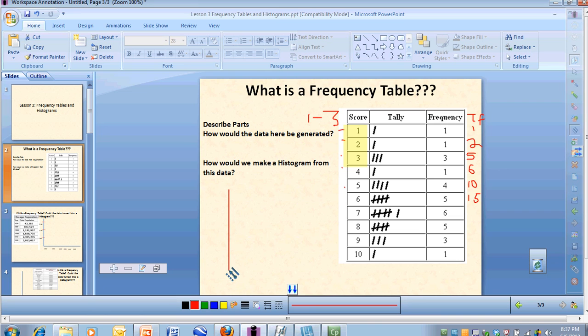Now, how would we make a histogram from this data? Well, one thing that you would do would be to have a graph of some sort. We'd have a line like this, and then you'd have a line like this, and along this side there, you'd have basically your frequency.